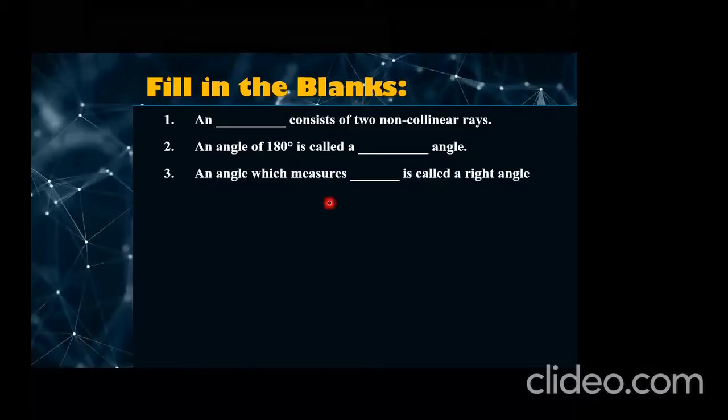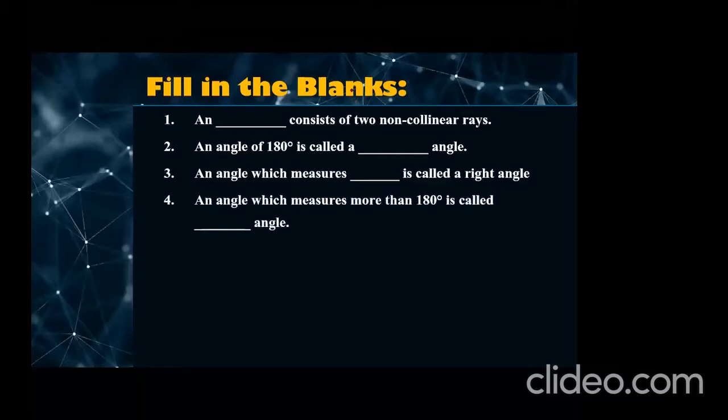Yes, right. Now next, an angle which measures more than 180 degree is called a dash angle. Very good. The answer will be reflex angle. Varda, your answer was not right. Yes, thank you. Reflex. Yes, Varda, you are right. Okay, Varda, it's okay. Thank you.